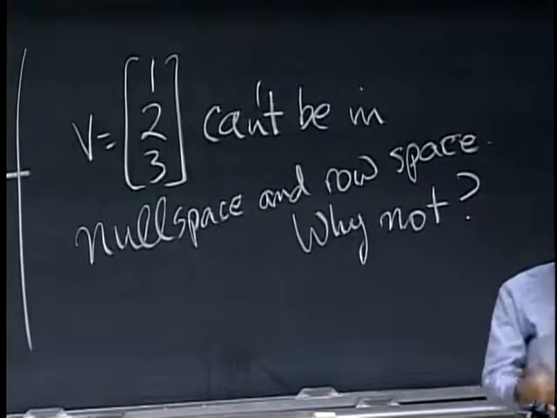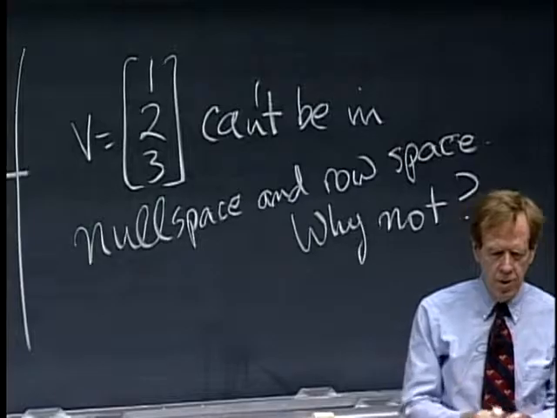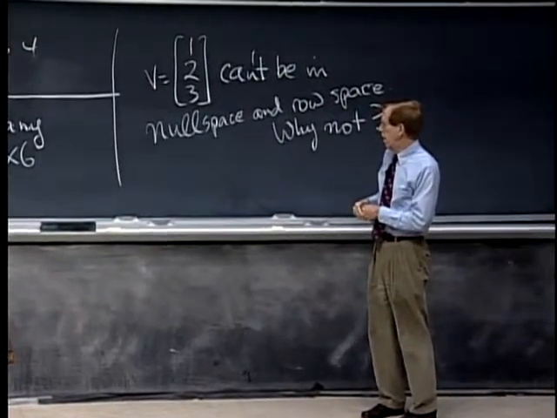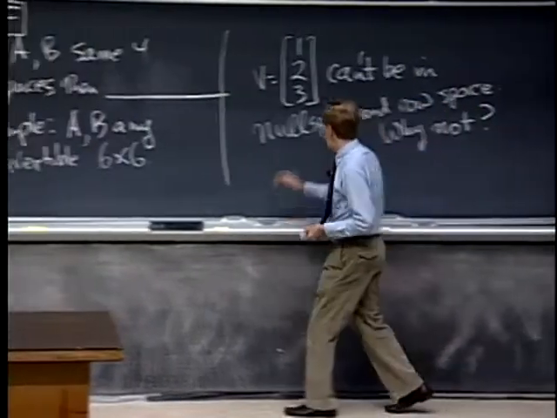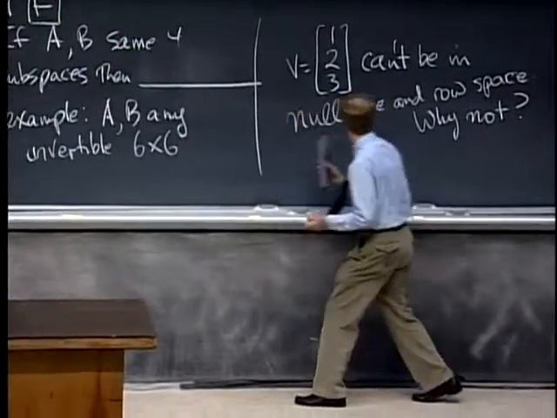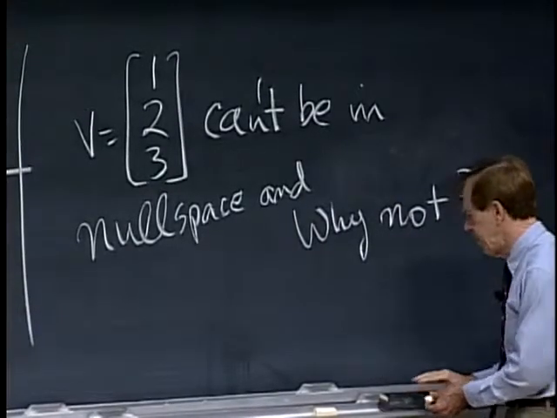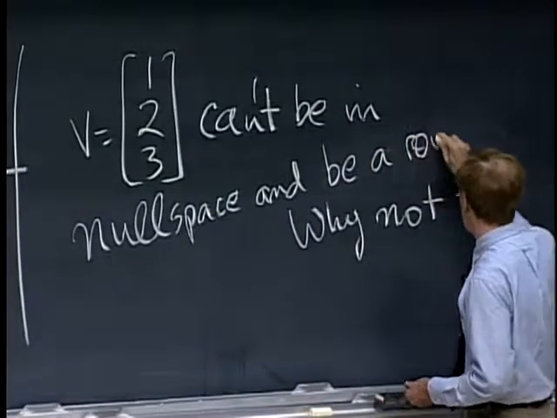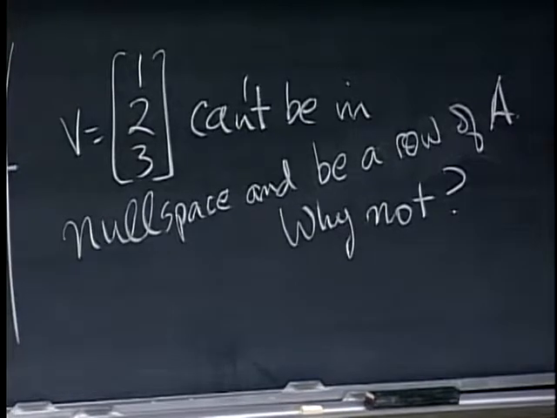This is a question that, because it's asked in a straightforward way, we can figure out an answer. Well, actually, I'll even pin it down. It can't be in the null space and be a row. I'll even pin it down further: ask it to be a row of A. Why not?